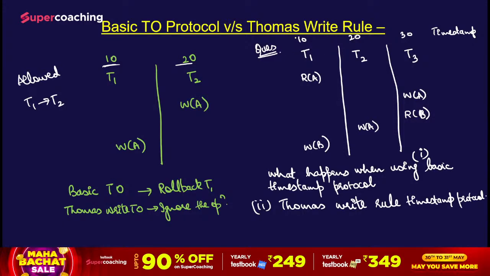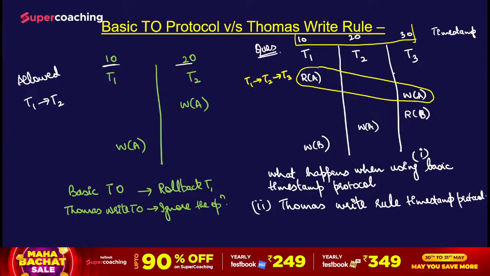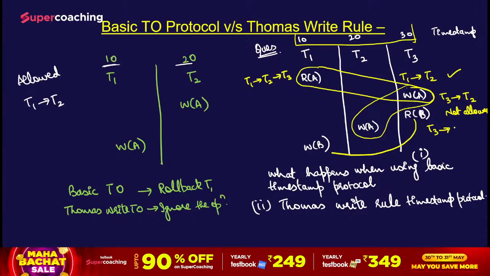See, according to the given timestamp values, we know that the allowed sequence is T1 to T2 to T3. Here we are getting one conflict pair, that is T1 to T2. So according to the given timestamp values, T1 to T2 is not creating any problem. It is allowed to execute. After that, this is write and write. T3 to T2, is it allowed to execute? T3 to T2 is not allowed to execute. And another one is here T3 to T1, even this is not allowed to execute.